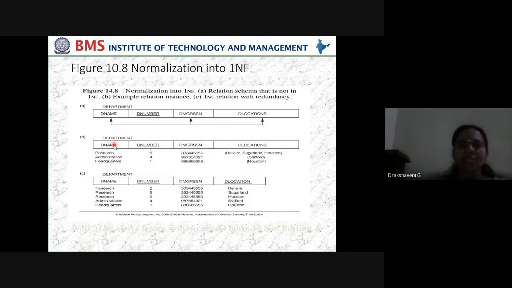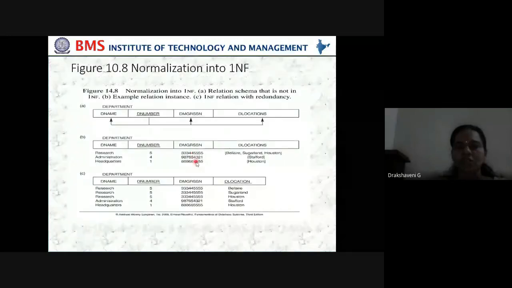In the same way, let us enter some values. What is there in the department? We have research, administration, headquarters. What are the numbers? 541. Because department number is a primary key, I cannot repeat it. Then manager SSN, each one will have its own. Then in the location, the research department, number 5, is located in different places: Bellaire, Sugarland, Houston.